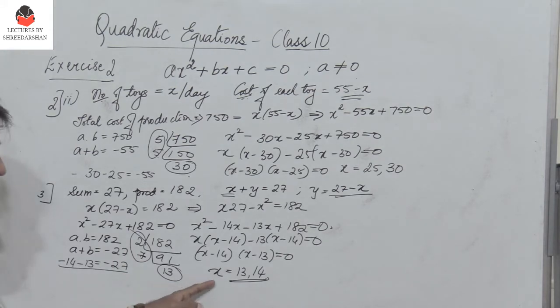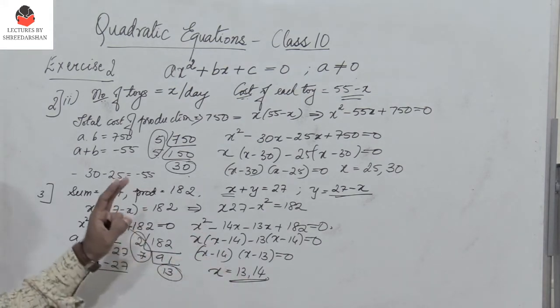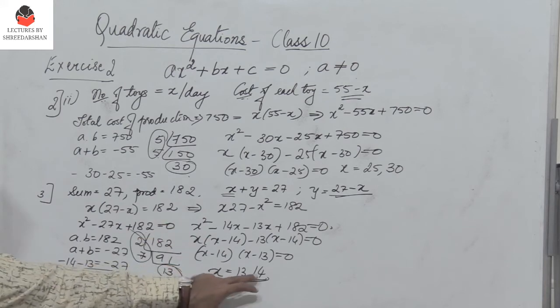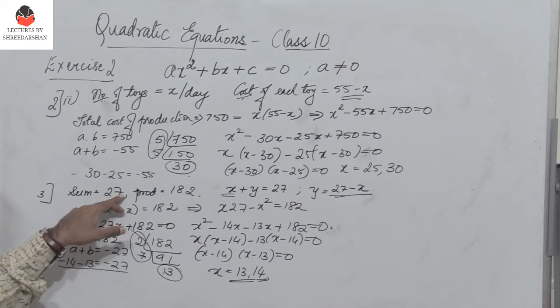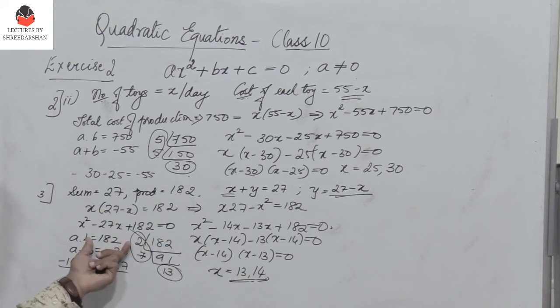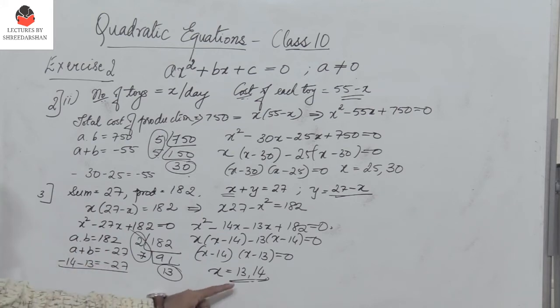So when I say that x can either be 13 or 14, what are the two numbers? We need to find the two numbers. They are 13 and 14. You add these two, you get 27. You multiply these two, we get 182. That is what we have found out, isn't it? By doing this, a into b is 182, a plus b is 27 here. It was minus 27, but here, when you add these two, you get 27.